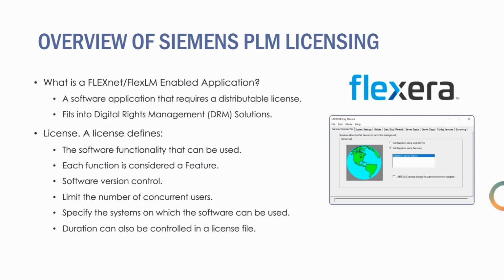The license file will control the functionality that can be used. Functions are considered features. It'll control the software version. It'll limit the number of concurrent users. It can specify the systems on which the software can be used and the duration that the software can be used for. So if it's a 1-month license or a 1-year license, it'll be in the license file.